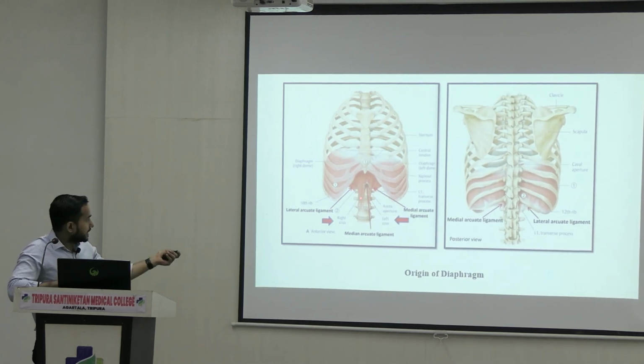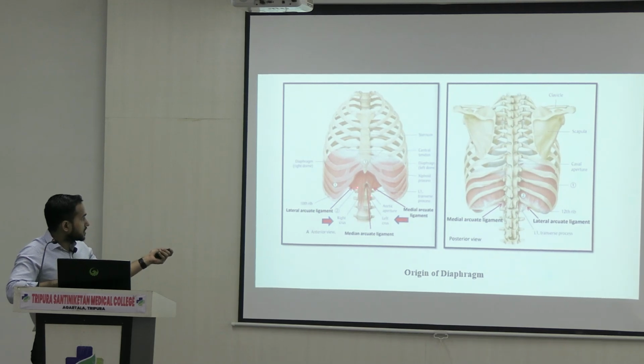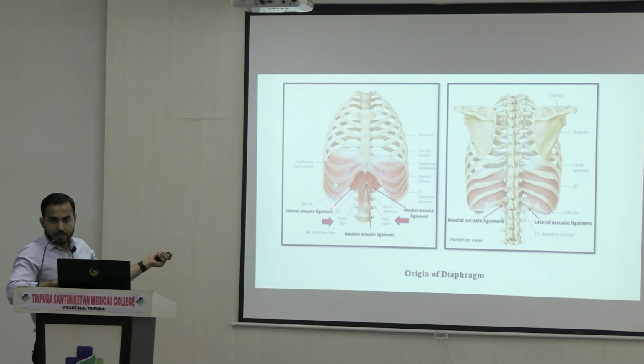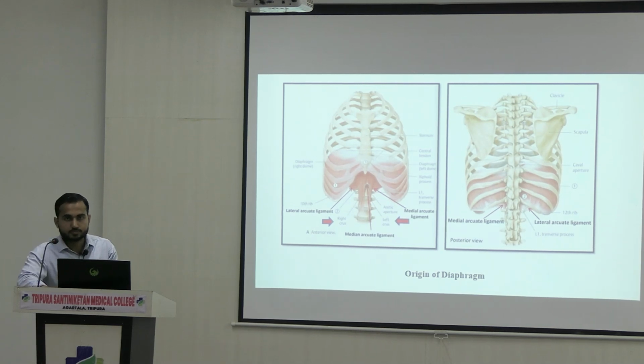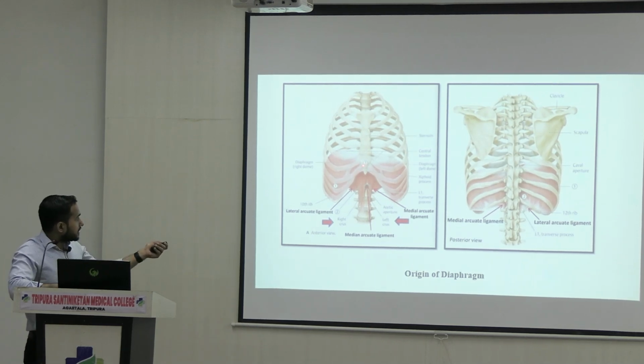So here you can see they are arising from the lumbar vertebra, and along with that you can also see the medial arcuate ligament, and you can see the lateral arcuate ligament. Anyone, have you heard about this? What is medial and lateral arcuate ligaments? They are also called as medial and lateral lumbocostal arches. No? It's okay, we'll discuss about this. Okay. So see, this is the way it is arising.